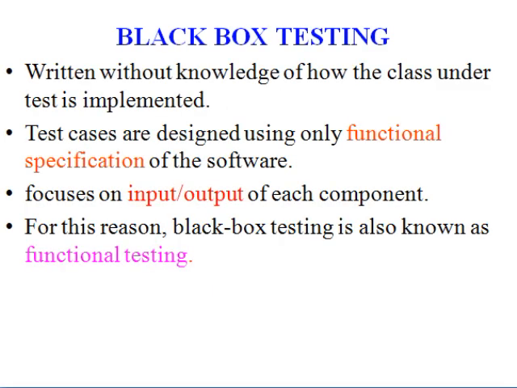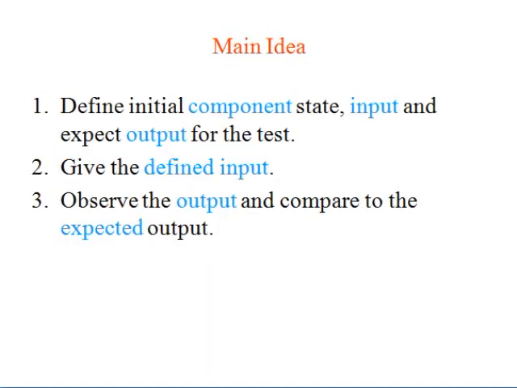So today we are going to see what black box testing is and what methods are available in black box testing. Basically, black box testing is used to test the functional specification of the software. The functional specification can be tested based on the inputs and outputs of each and every component of the software. So black box testing is also called functional testing.